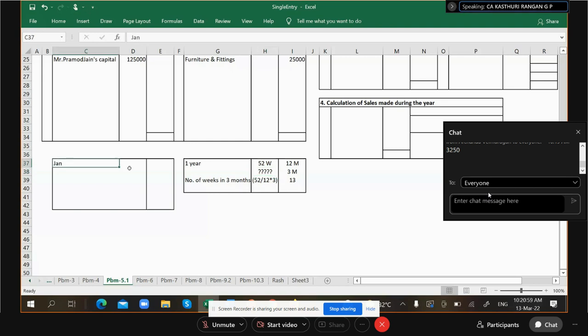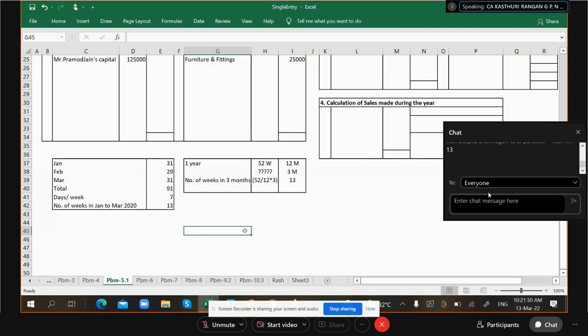Not only that, you can check like this also. January, how many days are there? 31. February, 29, because it's a leap year. Year 2000 is a leap year. March, 31. How many days are there? 91 days. How many days in a week? 7 days. Therefore, in the period from Jan to March, there are 13 weeks.